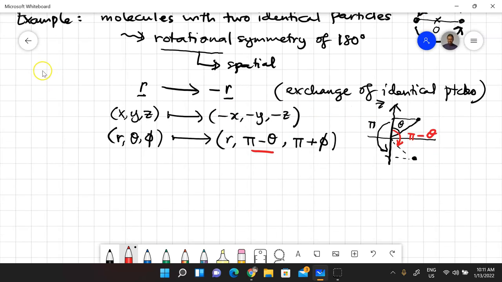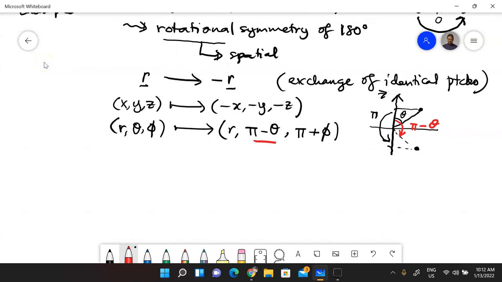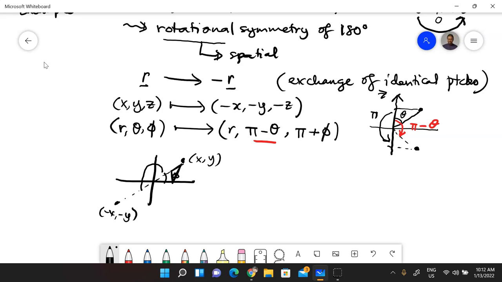For the other angle, it is going to be this. So you have, for example, here, x and y here. So suppose the identical atom is over here. Let's say this is x, y here, so this is phi. Then the other identical atom should be here, which is minus x, minus y. Okay, so over here, if you look at this angle over here, that would be pi plus phi. So theta goes to pi minus theta, and phi goes to pi plus phi.